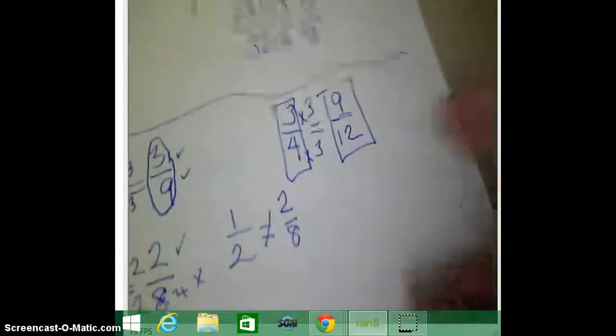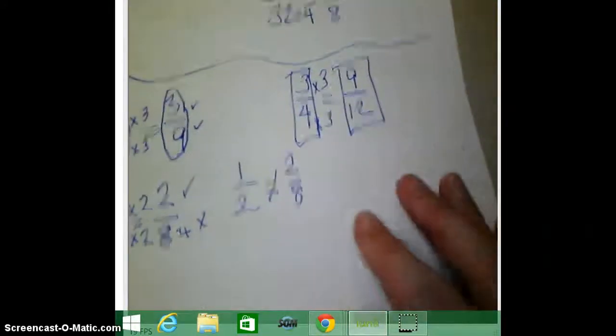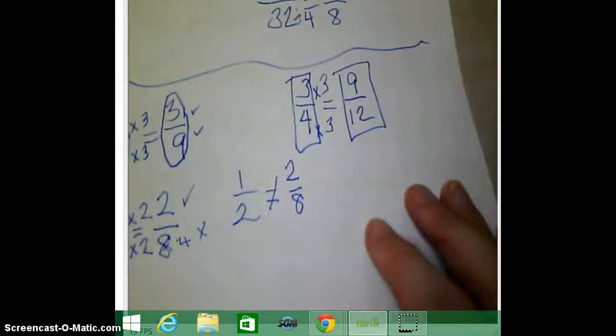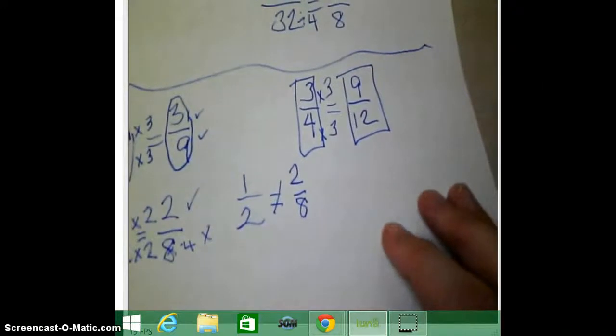Okay, I think that covers most of equivalent fractions. We want equivalent fractions if we are wanting to know another way to show it.